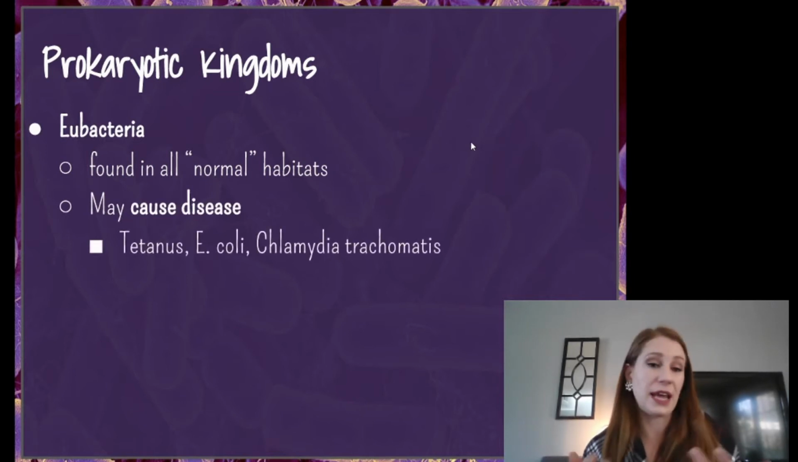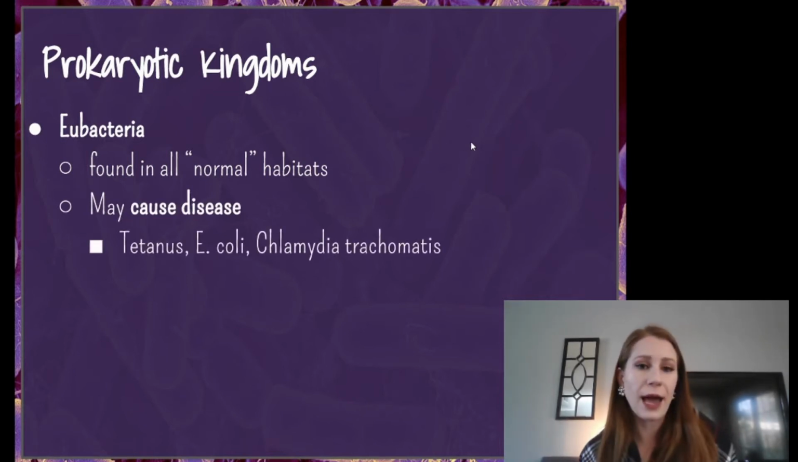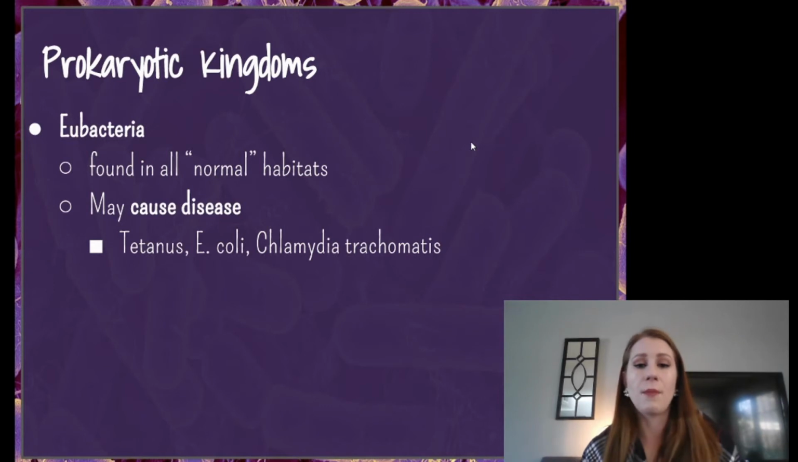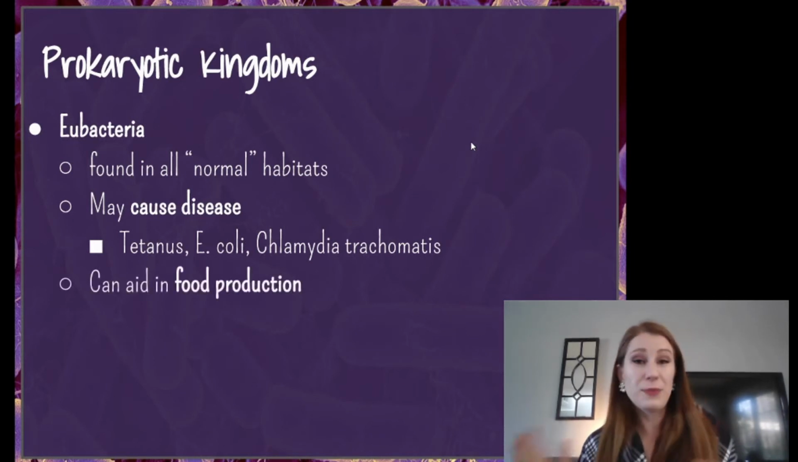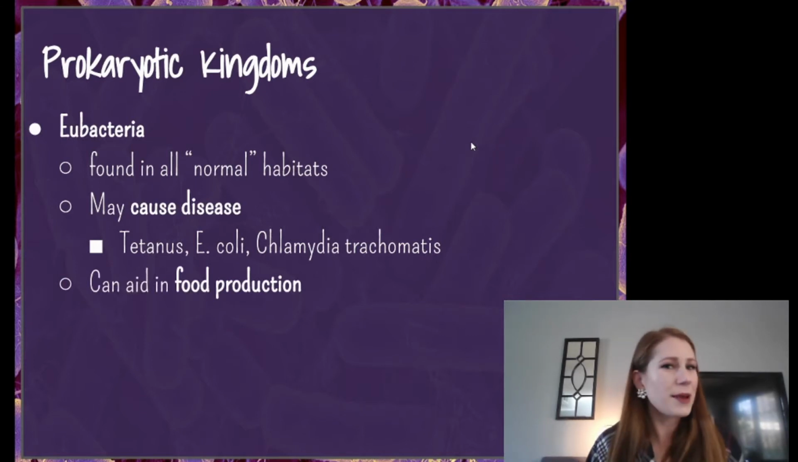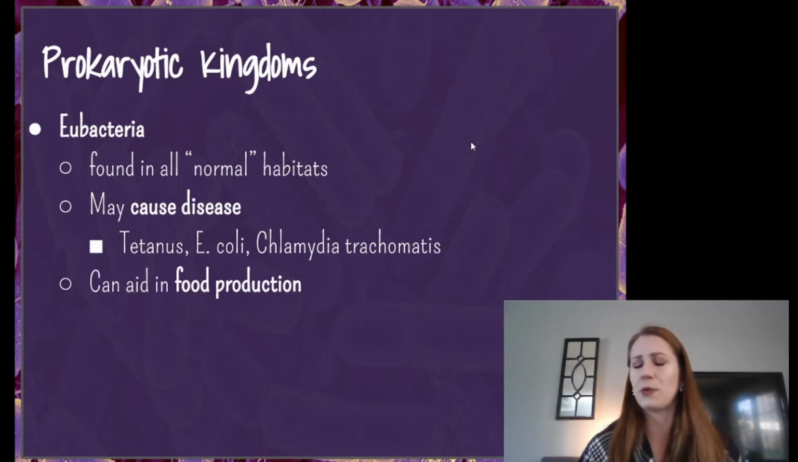These would include tetanus bacteria, E. coli, which you can get from food that hasn't been preserved correctly, or it grows on the food, and chlamydia trachomatis. So these are all different types of bacteria that could cause disease. On the flip side, eubacteria can also help us make food, which is kind of nice. So it can harm us through food, but it also can make delicious food.